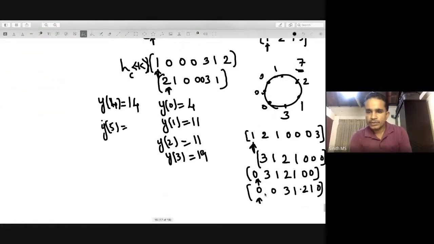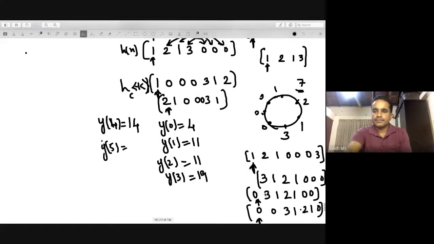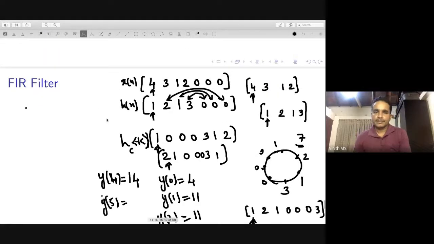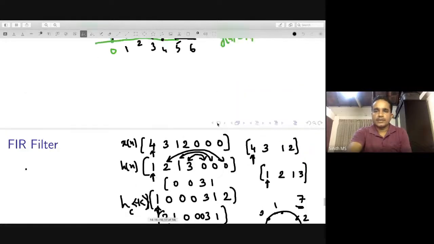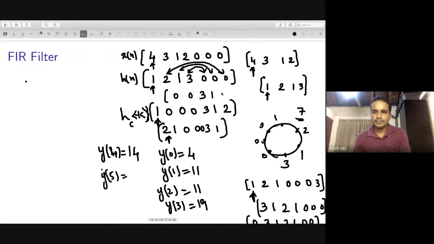0, 0, 0, 3, 1, 0, 0, 3, 1, 2, 1, 0. When you multiply this with this x of n, these two go, 3 plus 2, 5. Yeah, this is 5. This is multiplied with 1, so you get 3. This is multiplied with 2, 3 plus 2, 5. All others are 0. And what about y of 6?